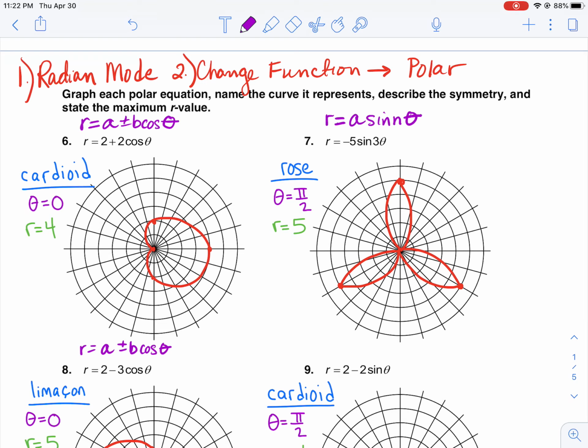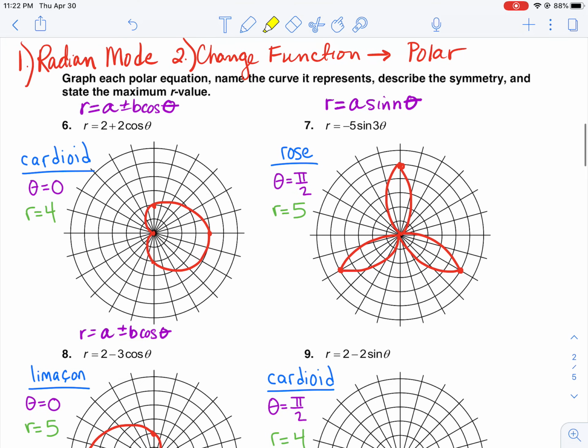Okay, so if we take a look at number 6, it is in the form R equals A plus or minus B cosine of theta. It could also be R equals A plus or minus B sine of theta. When the A value and the B value are the same, that type of polar graph is going to be a cardioid. And when we graph it in our calculator, it looks like a cardioid.